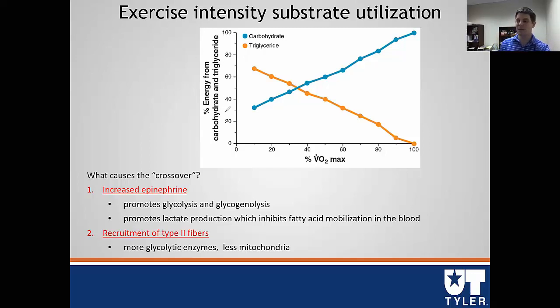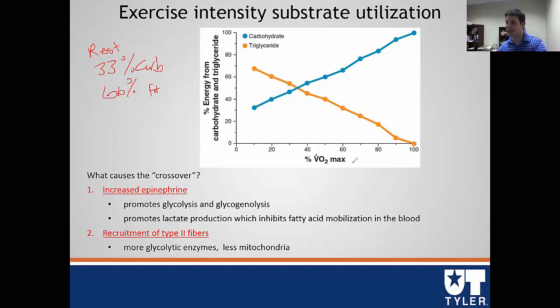At rest, about 33% of energy comes from carbohydrate metabolism, and about 66% from fat. And that's for most people. So rest is 33% carb, 66% fat, okay?